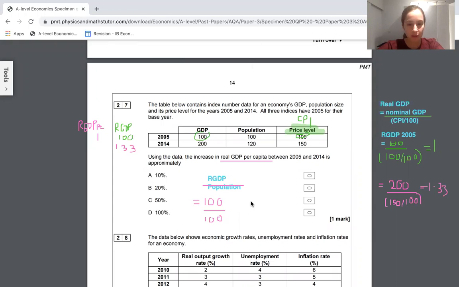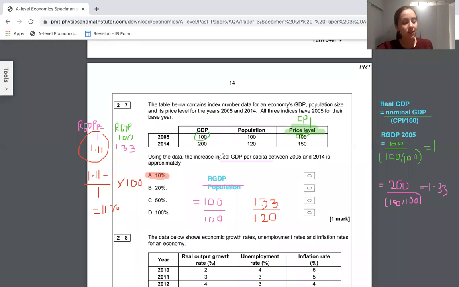And then you repeat for 2014. Your real GDP is 133. And that wasn't a 3. And then you divide it by your population of 120. And this was still 1.1. I've worked these out, the solutions are below if you would like them. If you work out the percentage change, the percentage increase in the real GDP, we would do the new value minus the old value divided by the old value, and then times this by 100. You will get an 11% increase in real GDP per capita, which is approximately 10%. So A is the answer.